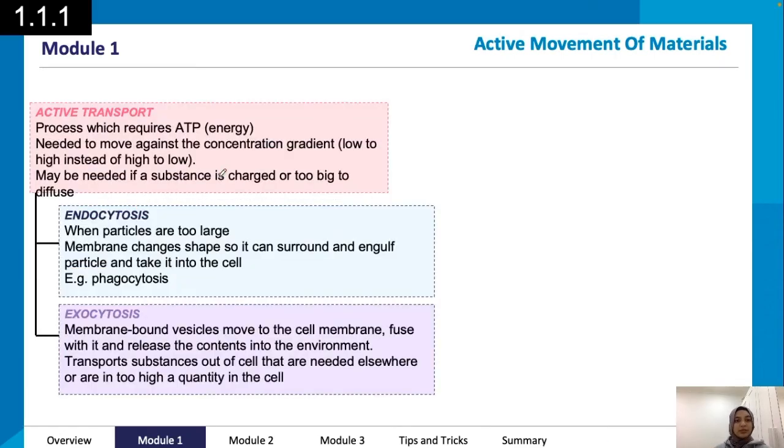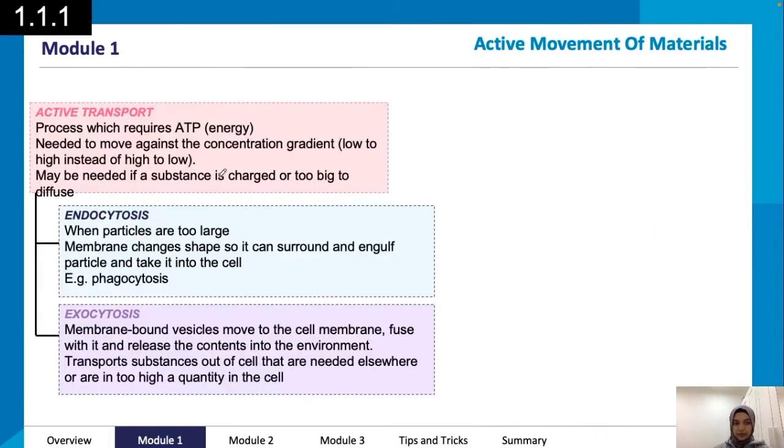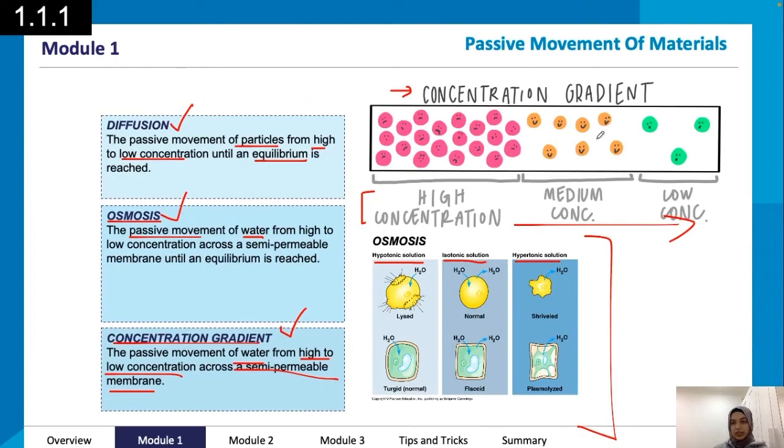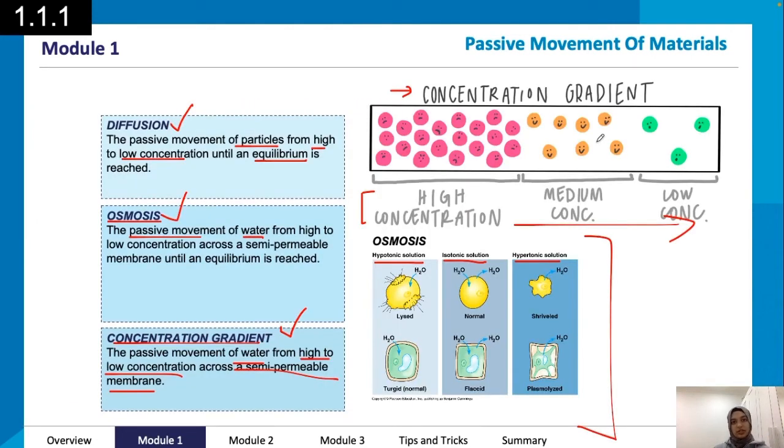Moving on to active movement of materials, so active transport. The process requires ATP, which is energy, like we talked about earlier in respiration. So needed to move against the concentration gradient, which we have over here. So we need to now move against it, which is going to be a little bit different to passive. So may be needed if a substance is actually charged or it's too big to be able to originally diffuse, which is a process of diffusion, right? So they can't actually undergo that process.